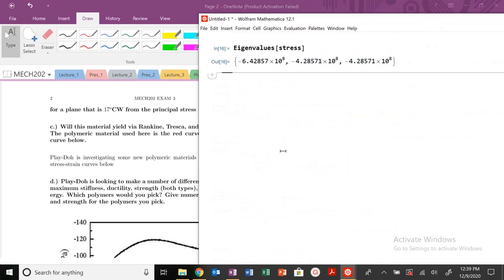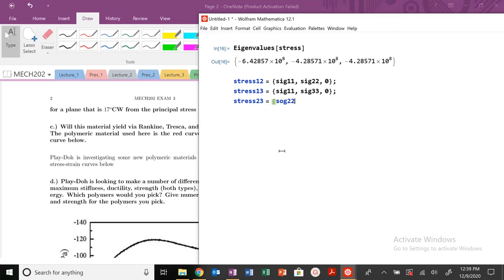So I'm going to say that this is my stress in the 1, 2. It's going to be sig 1, 1, sig 2, 2, and then I know that my shear is this. I could also do the same thing for stress 1, 3, which is equal to sig 1, 1, sig 3, 3, 0, and then finally my stress 2, 3 is equal to sig 2, 2, sig 3, 3, and 0. So I could take each of these.